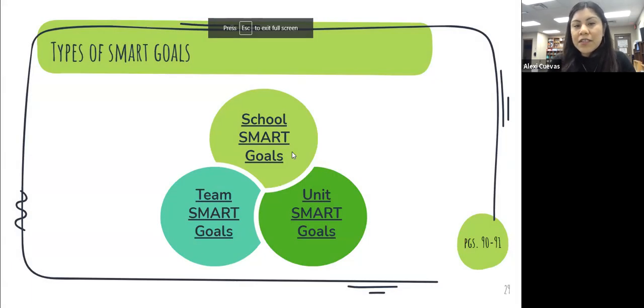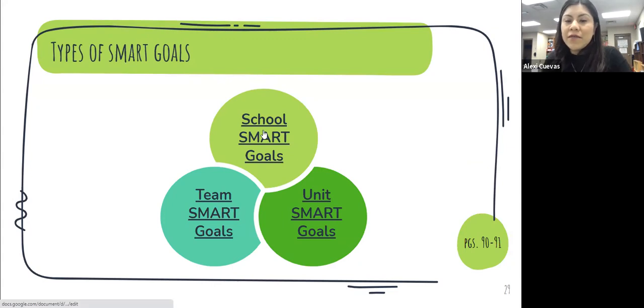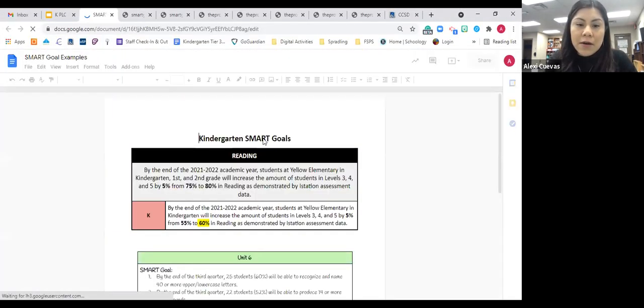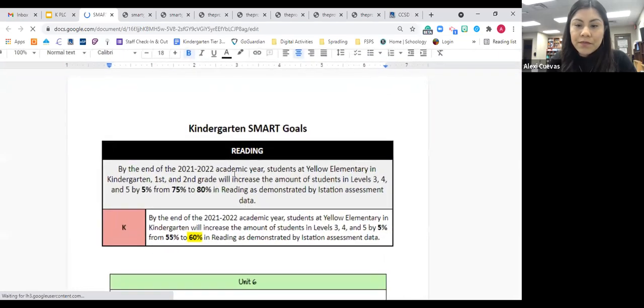Okay, so then you have 3 different types of SMART goals. You have your school SMART goal, your team SMART goal, and your unit SMART goal. We're going to go over a few examples of what we did that I linked. So first we have our school SMART goal.